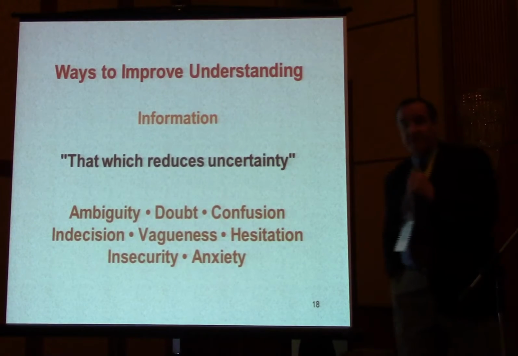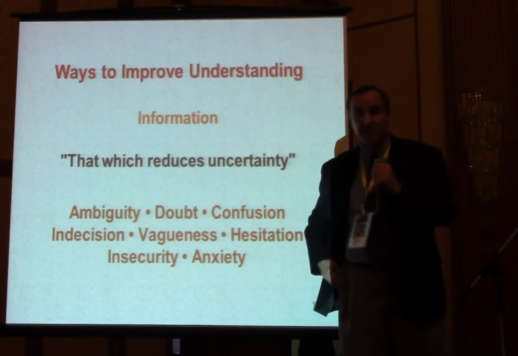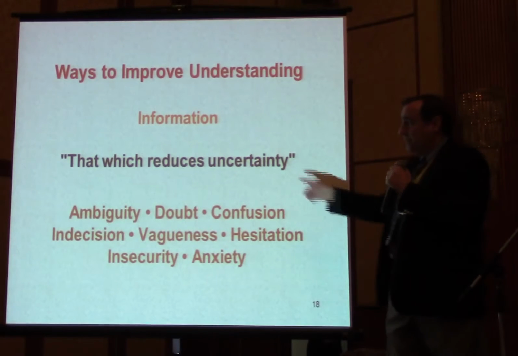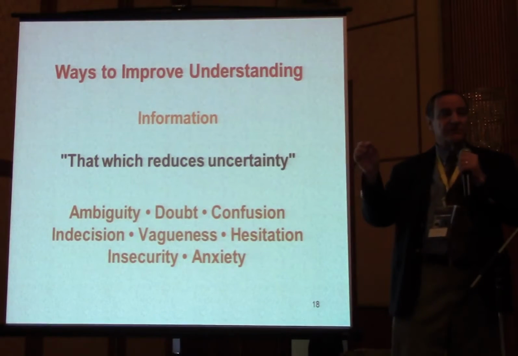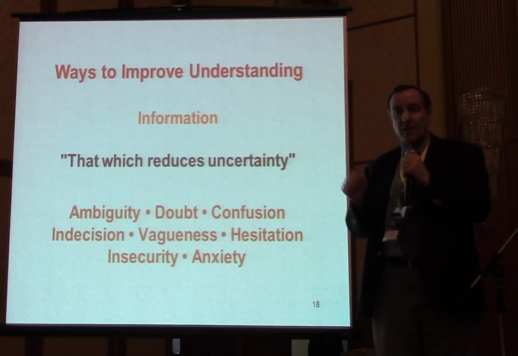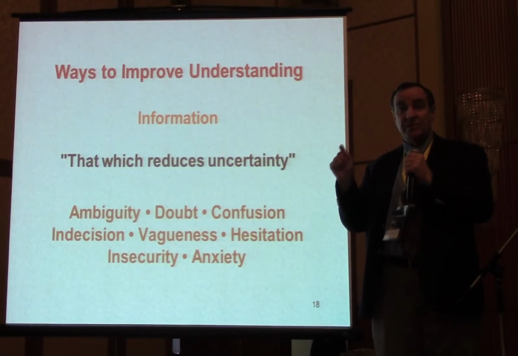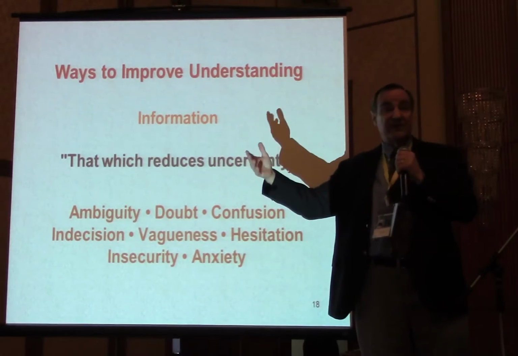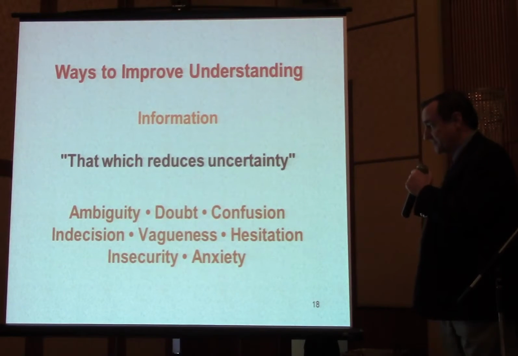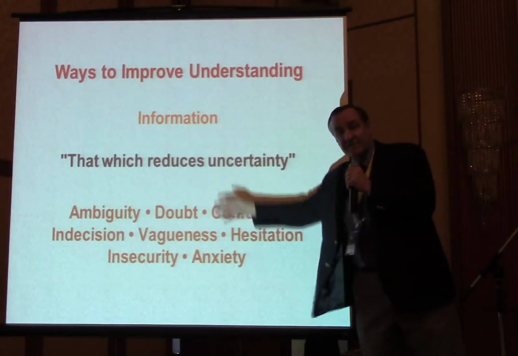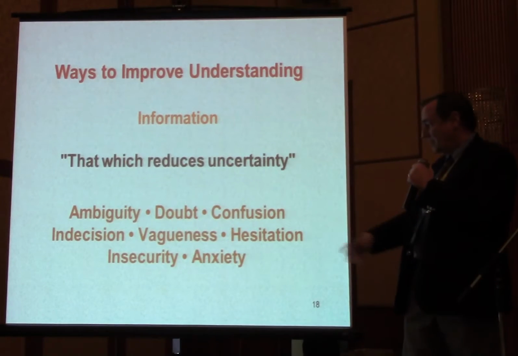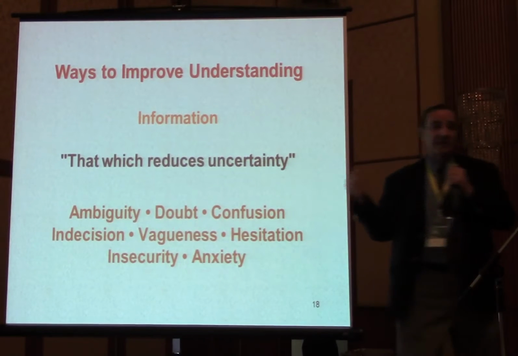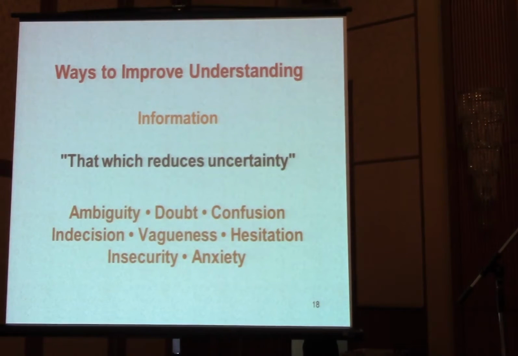Now, in communication, we usually talk about three kinds of information, and I have found this very useful in my own work. Information is that which reduces uncertainty. Actually, the phrase came from the people who invented digital electronics, so it's a very important phrase. Ambiguity, doubt, hesitation, anxiety, these are all instances of uncertainty, and information should be able to reduce those.